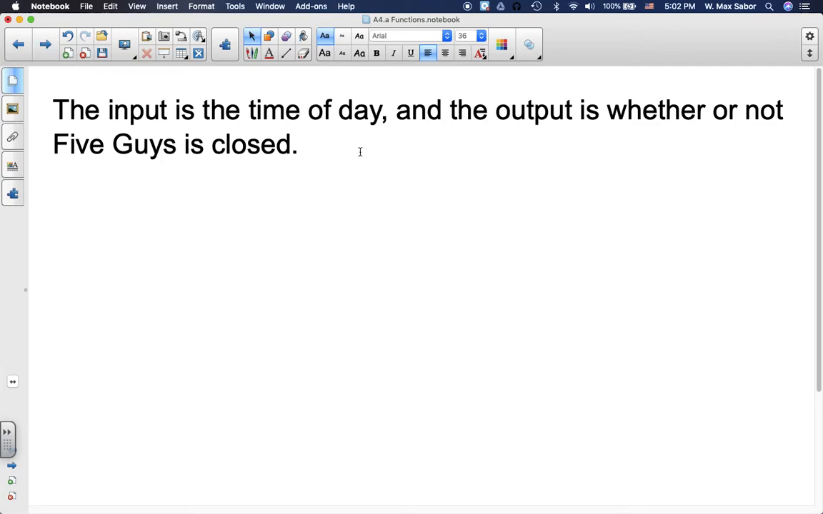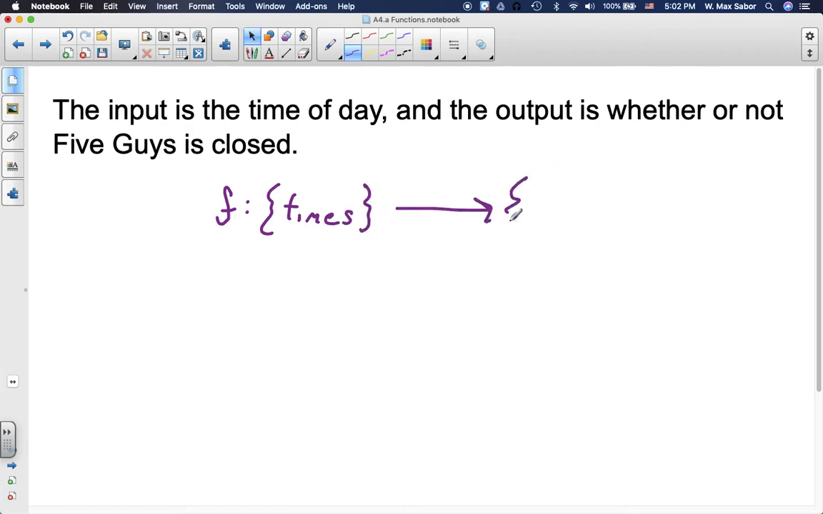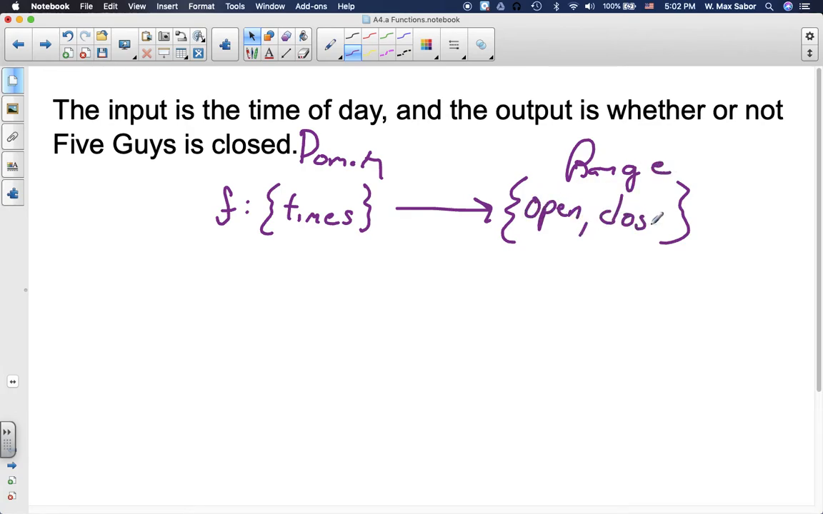The input is the time of day, and the output is whether or not Five Guys is closed. So we could call f, the domain is times, and the range, so this is the domain, this is the range. The range is open or closed. And you could put in, okay, f of 10 a.m. and I don't know, they're probably closed then. I'm not sure.